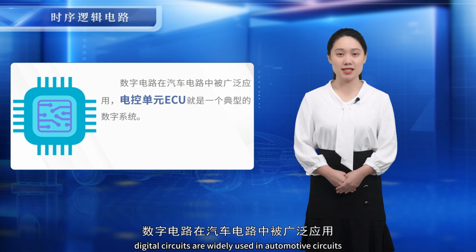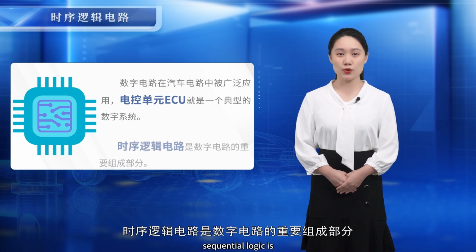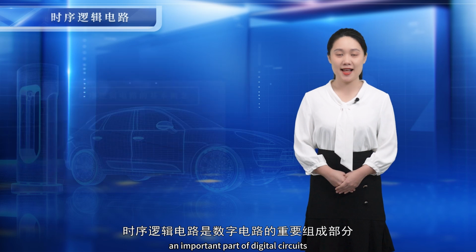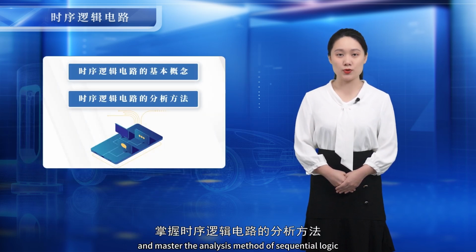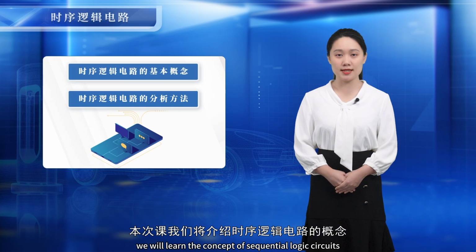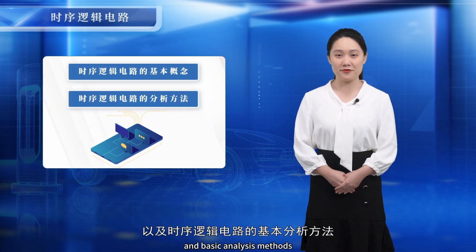Digital circuits are widely used in automotive circuits. The electronic control unit is a typical digital system. Sequential logic is an important part of digital circuits. Understanding the basic concepts of sequential logic and mastering its analysis methods is necessary for understanding and analyzing automotive digital systems. In this class, we will learn the concept of sequential logic circuits and basic analysis methods.